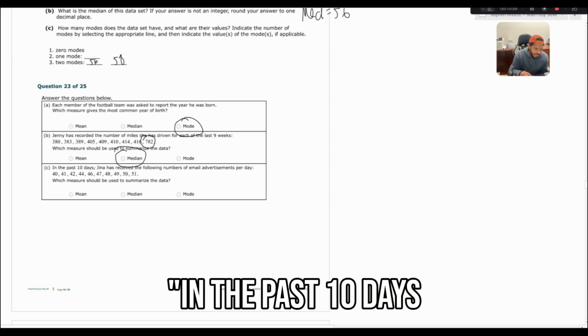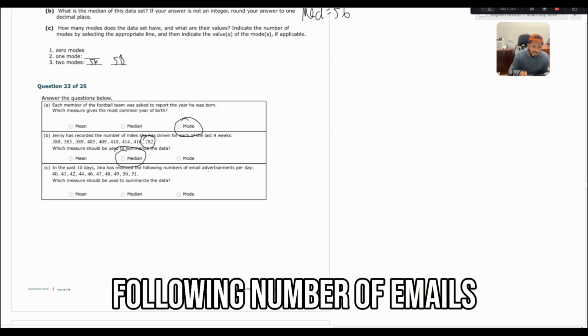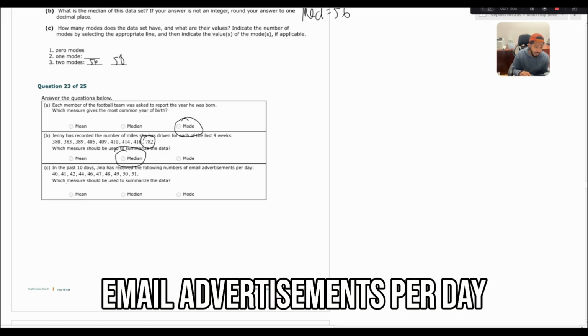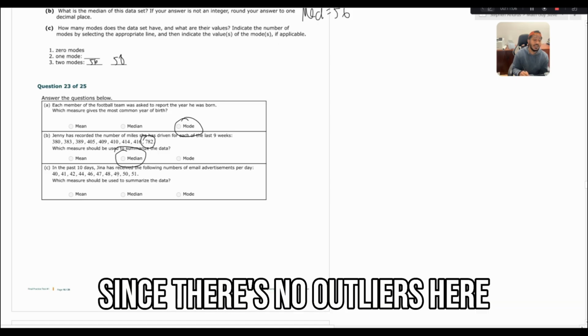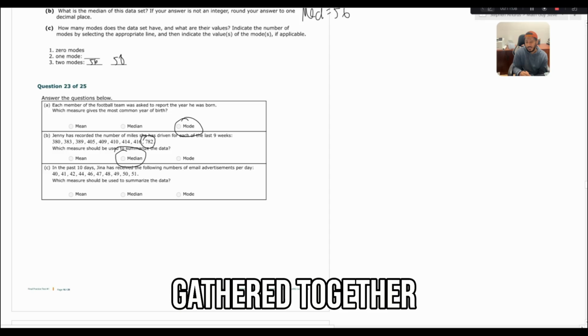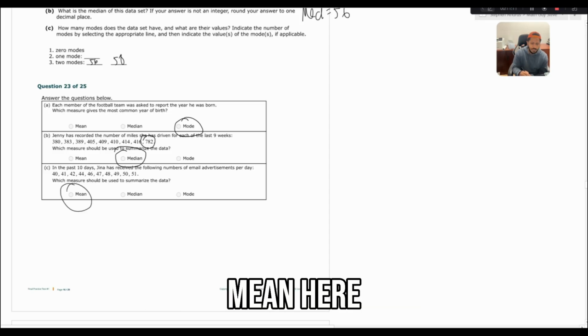Whereas this one here, in the past 10 days, Gina has received the following number of email advertisements per day. Which measure should be used to summarize the data? Again, since there's no outliers here, these numbers are kind of gathered together, kind of close together, then we use the mean here. All right, last 2, hang in there.